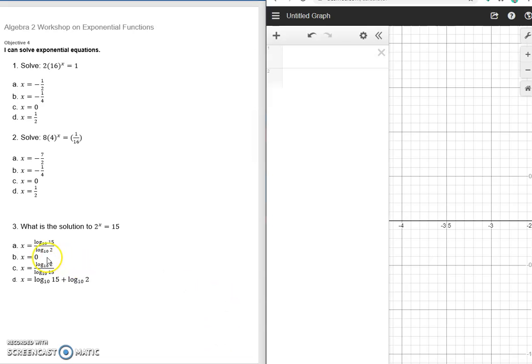And the answer here is A. Don't get confused by the base 10 because that's just how natural logs are. They have a base 10.